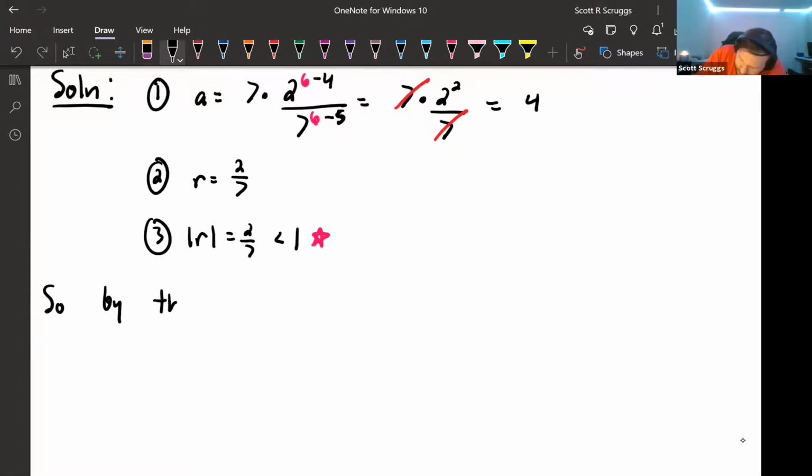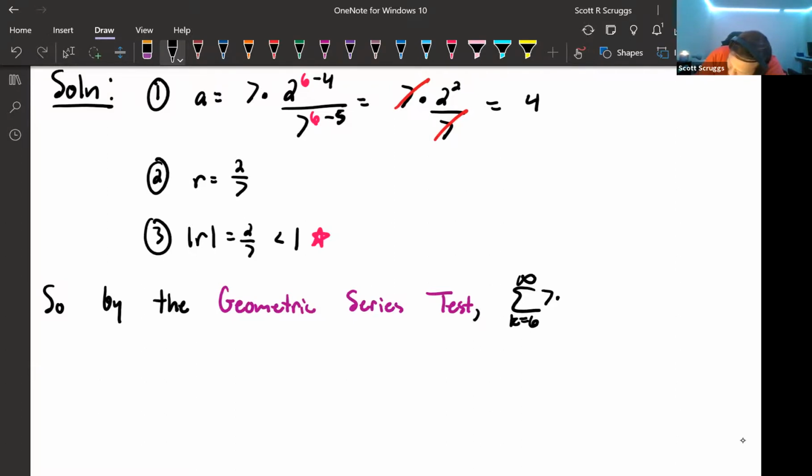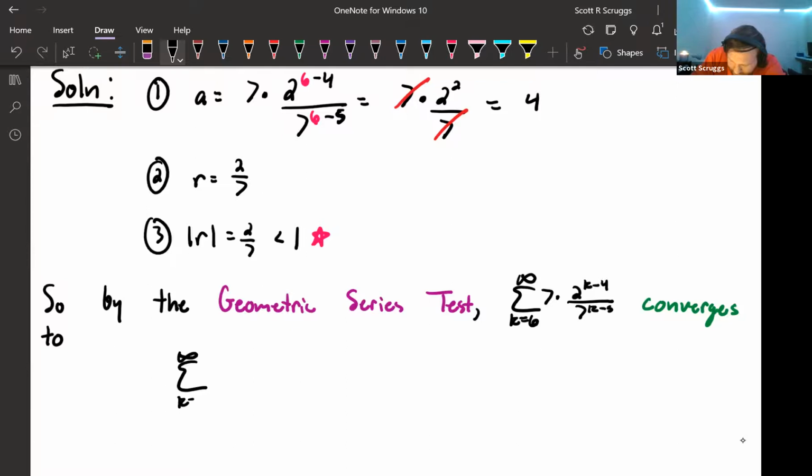So by the geometric series test, the series starting at k equals 6 to infinity, 7 times 2^k to the 4th minus 7^k to the 5th, it converges, and this is one of the few times where I can actually get an actual number to converge to. So let me copy this back down.